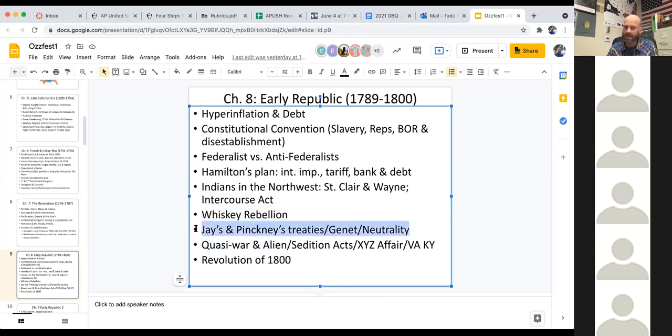The new government is going to sign some very controversial treaties. The first one, Jay's Treaty, is very controversial. This has to do with British fortresses in the north that still had not been abandoned, that they had agreed in 1783 that they would leave. 10 years later, they still had not left them, largely because they were angry at us for seizing all the property of the Tories, which we had promised we wouldn't do. We kicked them all out and took their land. And so they were remaining in the fortresses.